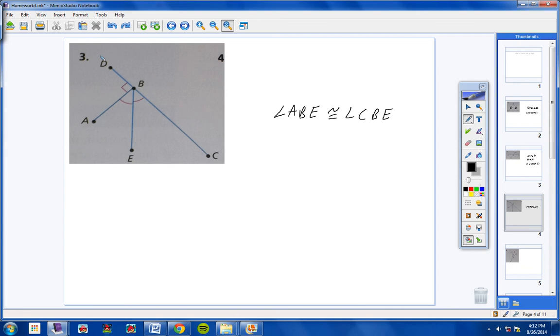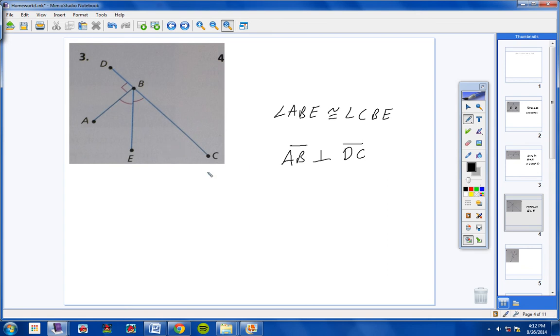Also for number 3, I can state that AB is perpendicular to DC. And by the way, you could say DC, you could say CB, you could say BD, BC. Any 2 letters on this segment would define that segment. And let's see what else we can state here.